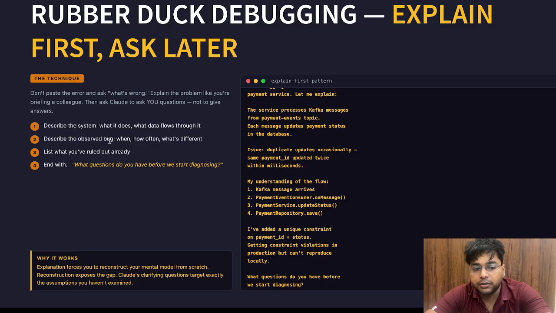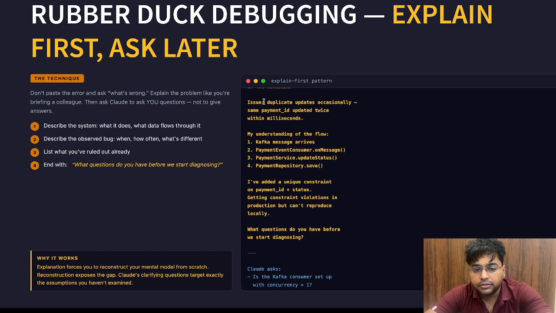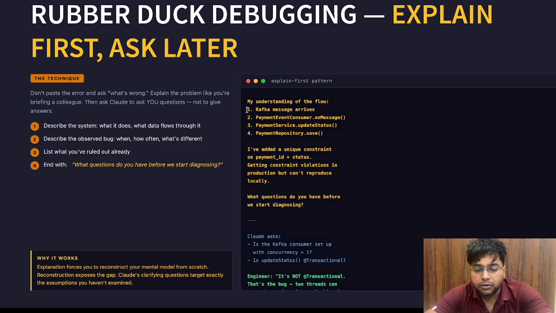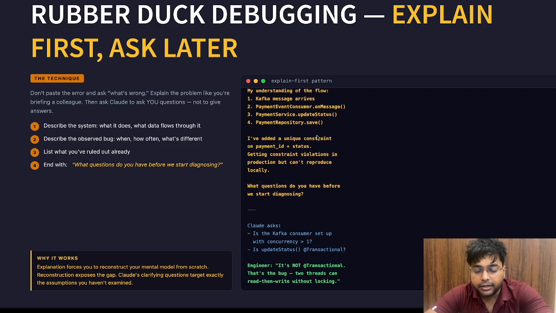Then we describe the observed bug. Here our issue is duplicate updates occasionally. The same payment ID updates twice within minutes. This is the issue. Third is to list what you have ruled out already. Here I write my understanding of the flow, 1, 2, 3, 4. I have added a unique constraint, getting constraint violation in production but can't reproduce locally. So this is what I have ruled out already. And then we end with: what questions do you have before we start diagnosis?